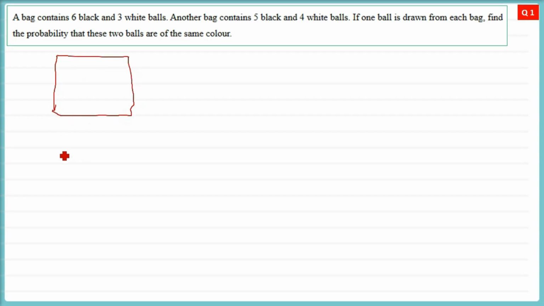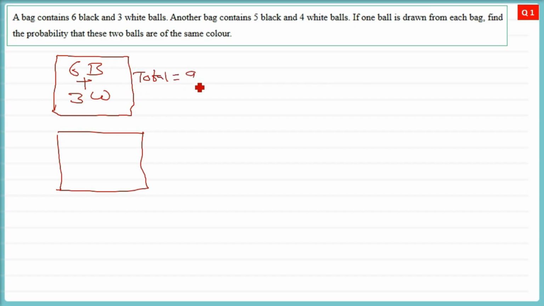So this is our first bag. This one is another bag. So we have 6 black and 3 white balls here. How many in total? 6 plus 3 is 9. Let us call the first bag, bag 1, and the second, bag 2. In the second bag, it is given in the question 5 black and 4 white balls are present. The total in the second bag also counts to 9.